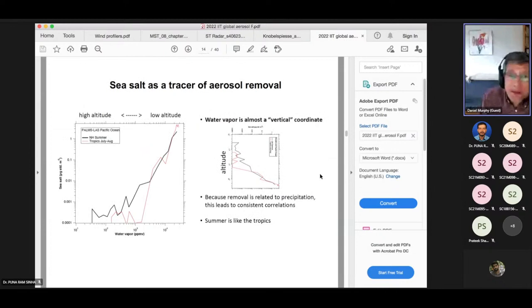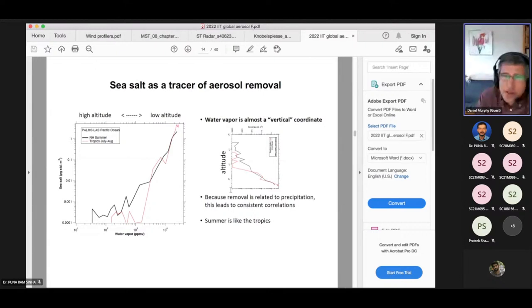So the other thing I'm going to do here is plot sea salt as a function of water vapor. That's on the left curve, showing sea salt on the vertical, water on the horizontal, and in dry air, there's much less sea salt. And the reason I'm plotting it with respect to water vapor, why would I choose that rather than altitude or ozone or any other thing I could try, is that wet deposition is important, and of course, precipitation removes both water and sea salt. So we get good consistent correlations between water and sea salt.